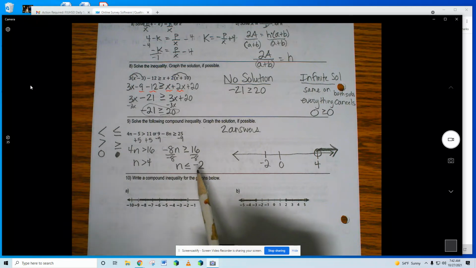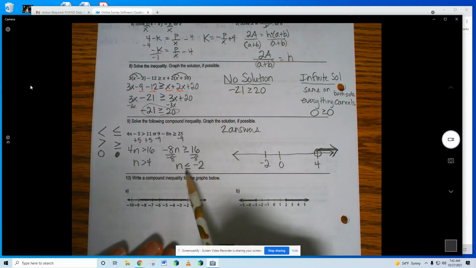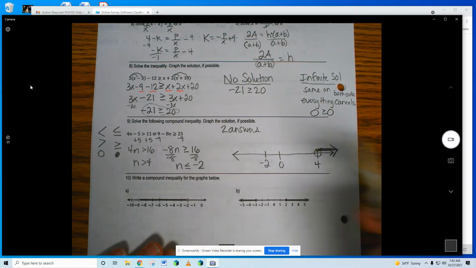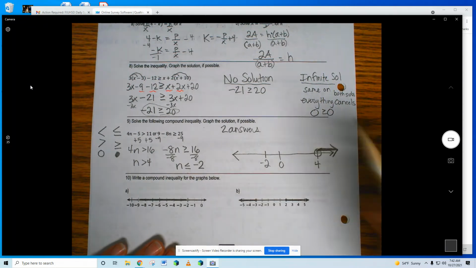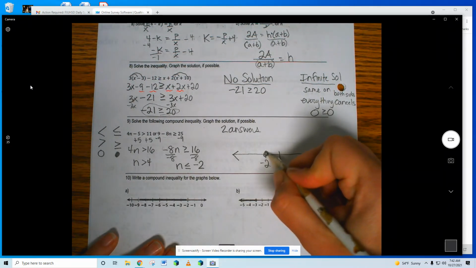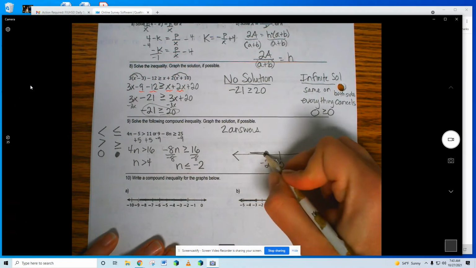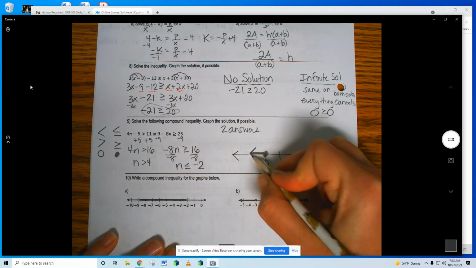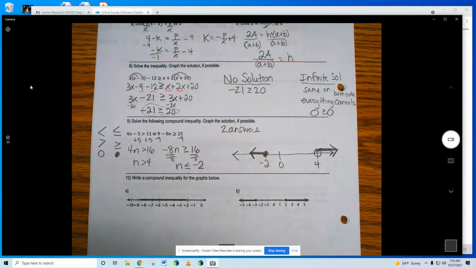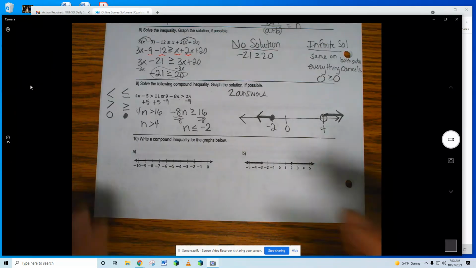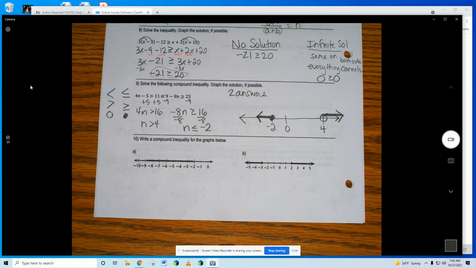Or, it better go in the opposite direction. N is less than or equal to negative 2. Is that an open or closed circle? Closed circle, less than. All right, writing a compound inequality. We did a whole worksheet on this.